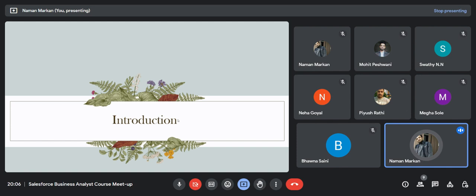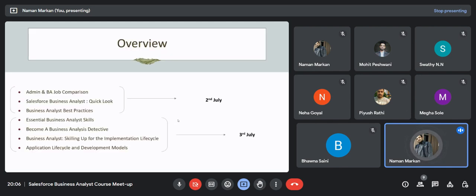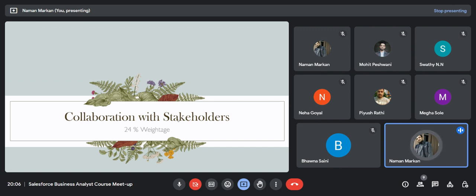In the introduction part, we looked into the comparison between admin and the BA side, the skills related to the business analyst, why the best practices are there, what the best practices are, why we needed to be a detective, and what the different models involved in the development life cycles are. And then we talked about the collaboration with the stakeholders.